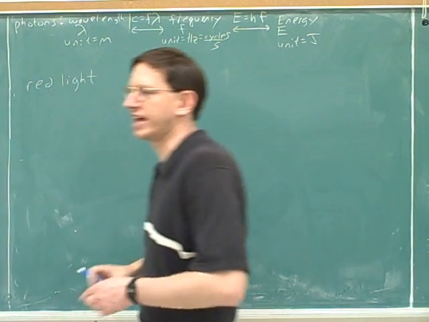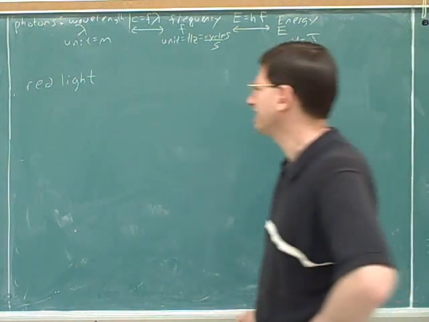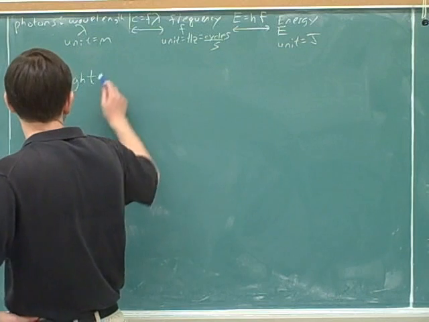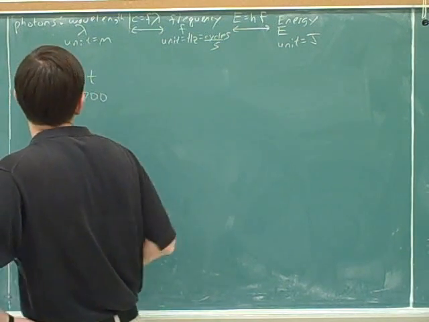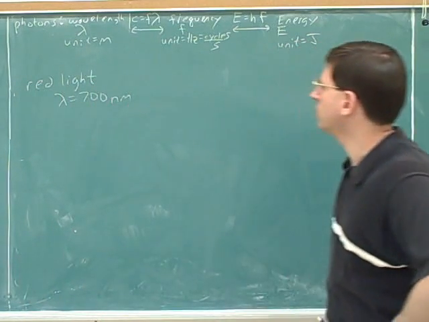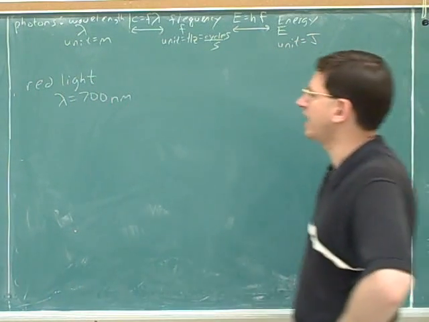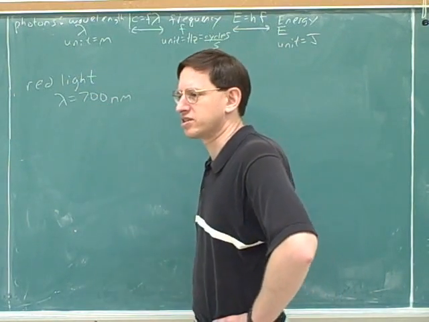Well, let's say we have some red light. Do you remember what the wavelength is of red light? Around 700? Yeah, I think it's somewhere around 700 or 750. We'll say it's around 700 nanometers. All right, so now we're thinking of the light as a wave, 700 nanometers. Let's figure out what the frequency of that light is. You have your calculator?